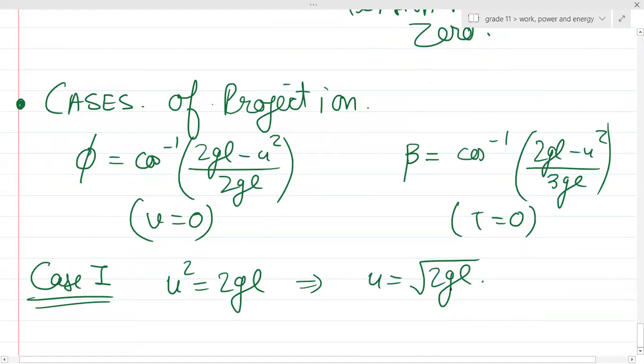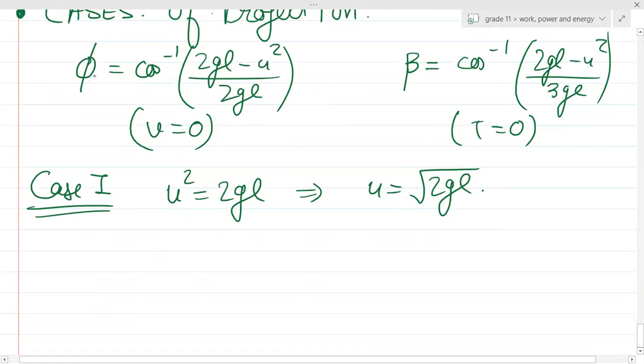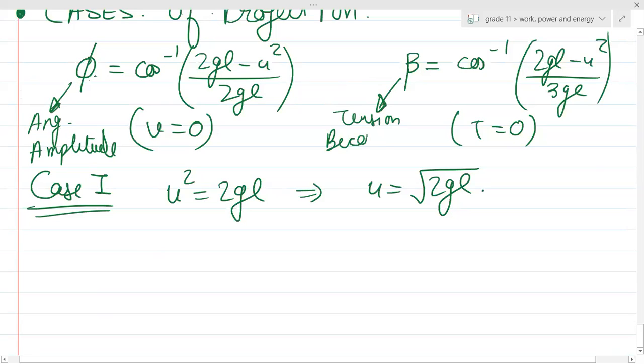Now you are getting where exactly the cases come from. So when u is equal to under root of 2gl, can you tell me what will be the angular amplitude? This is the angular amplitude, and this is the point where the tension becomes 0. So phi 0 will be cos inverse of (2gl minus u square), which will be 0. And what is cos inverse of 0?